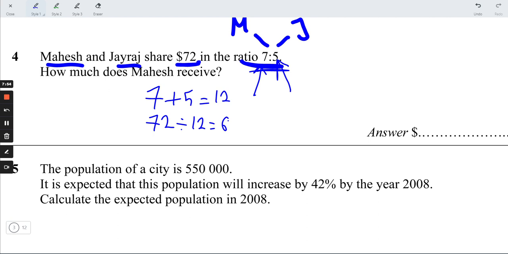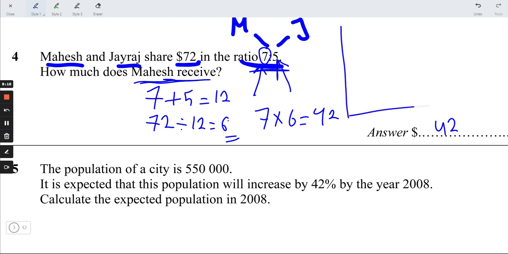So at least write one of these steps, and show your working in this case. So now they need how much Mahish received. So Mahish is 7 parts. So 7 times 6 will get 42. So Mahish will get $42.